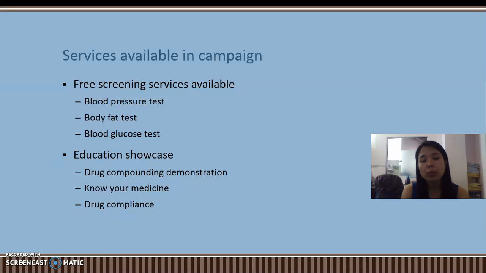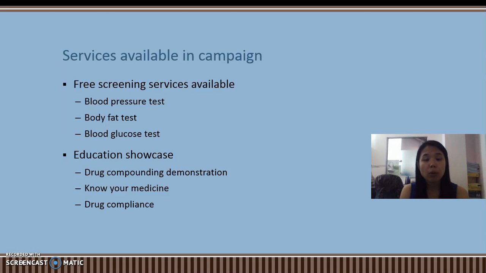We will also organize a corner where we have our education showcase. For example, our pharmacy students will do a drug compounding demonstration for the public so that they know how drugs are formed, like how they form the tablet, the cough mixture, the capsule, the eye drop, and etc.